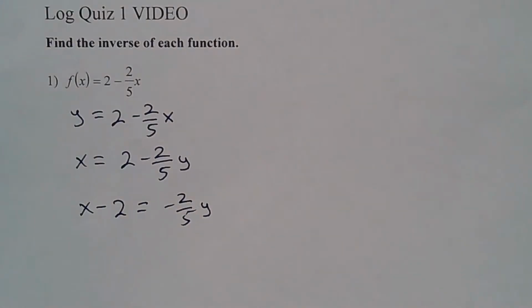Now we want to get rid of that fraction. There are multiple ways to do this. You could either multiply everything by negative 5 over 2. I actually prefer to multiply everything by 5 first and then divide by negative 2 after that. People tend to make fewer mistakes when you do that, so you want to multiply everything by 5.